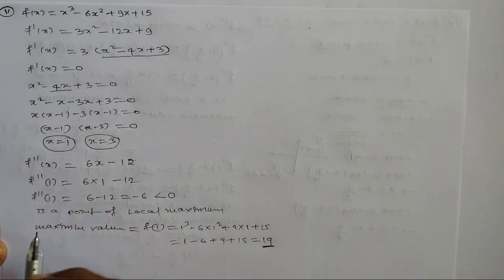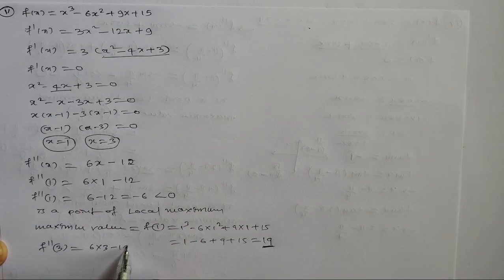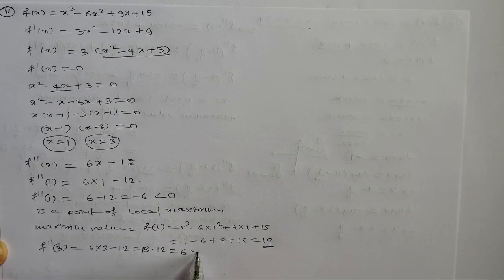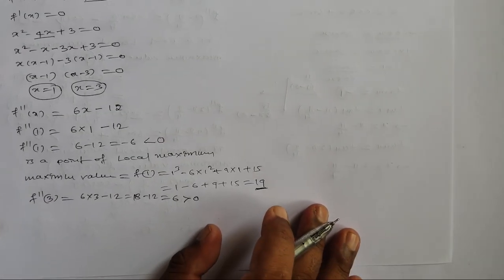Next, I'll substitute 3. f double dash of 3 is equal to 6 into 3 minus 12. 6 3s are 18 minus 12 is equal to what? 6. It should be greater than 0. Greater than 0 means what?